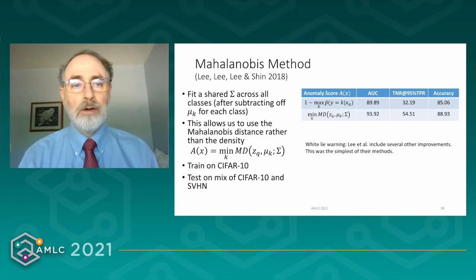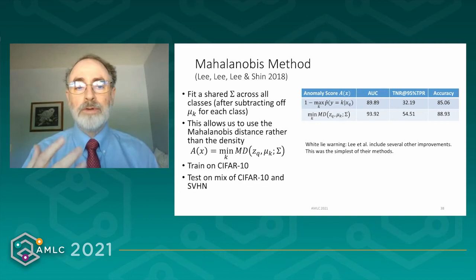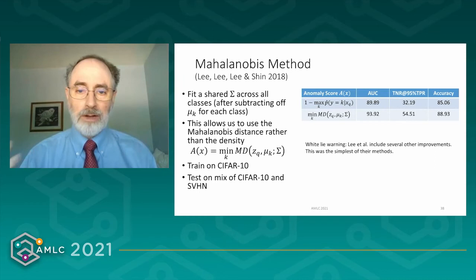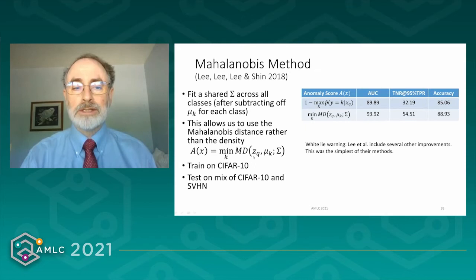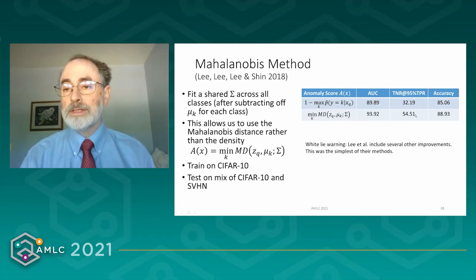There was a nice paper from Li and Shin 2018, where they fit what they call the Mahalanobis distance method, in which they fit a single covariance matrix across all of the classes. Since that's now constant, they can just compute the Mahalanobis distance between the Z value of the query point and the means of each of the classes, and take the distance to the nearest class as our anomaly score. They get significant improvements in performance on AUC, big improvements on the true negative rate at 95% true positive rate, so detecting 95% of the anomalies, and raw classification accuracy actually increases as well.